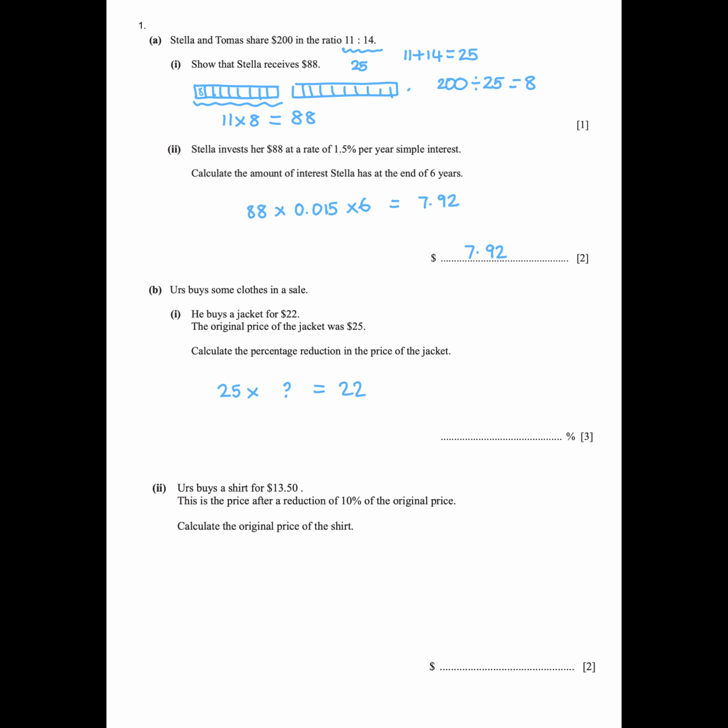Okay, so the difference in the price there is $3. So 3 out of the $25 gives me 0.12. And therefore, in total, when I times that by 100 to get the percentage, I get 12%.